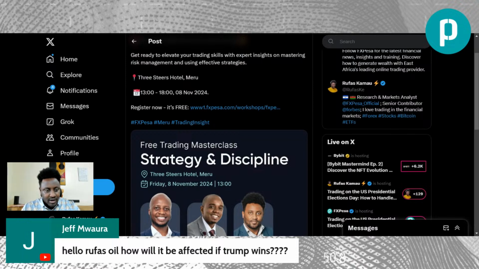So as I mentioned, this is the similar question. Oil, how will it be affected if Trump wins? So Trump is looking for an energy independent US. So he's looking to boost energy production, support energy production. So if that happens and there's excess energy, then energy prices remain low. So in this case, a Trump win might be negative for energy prices.